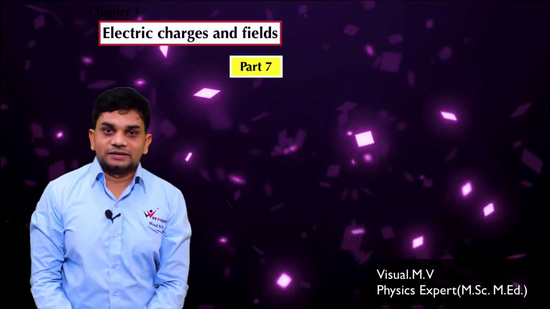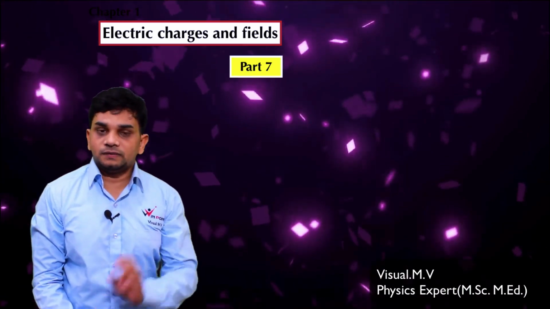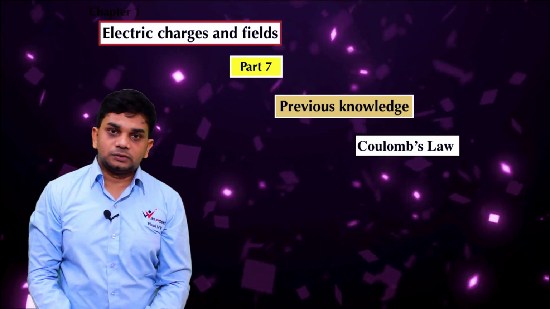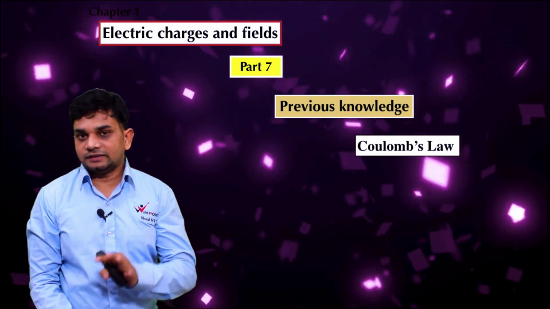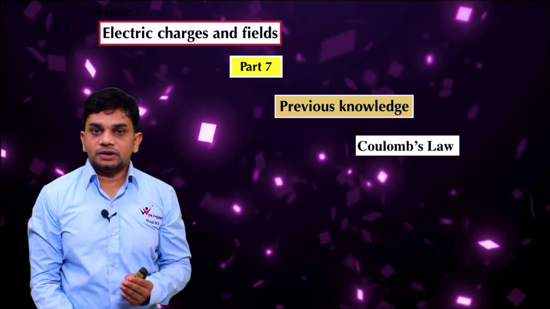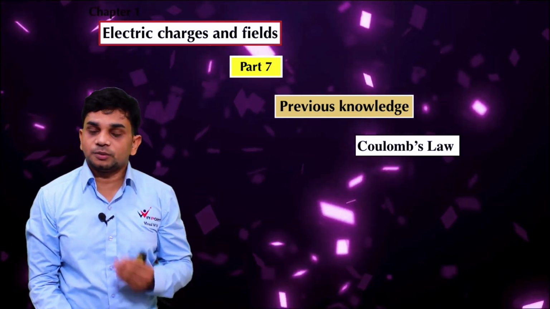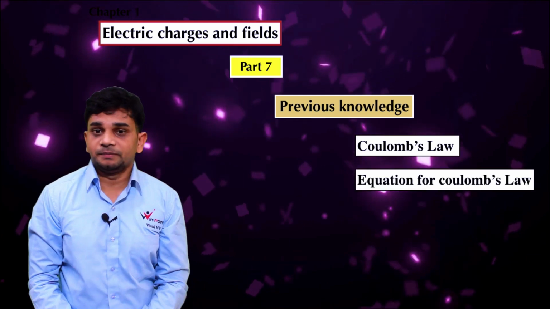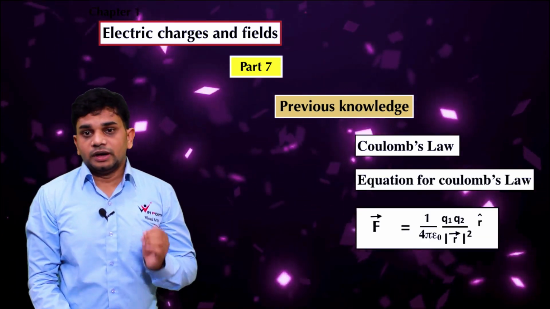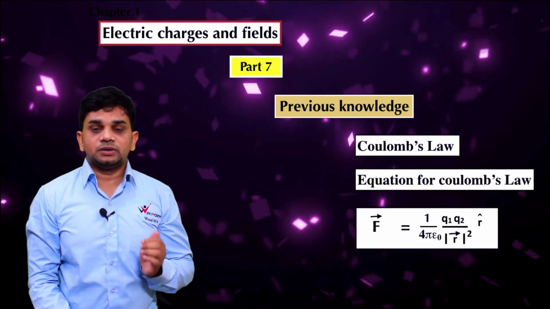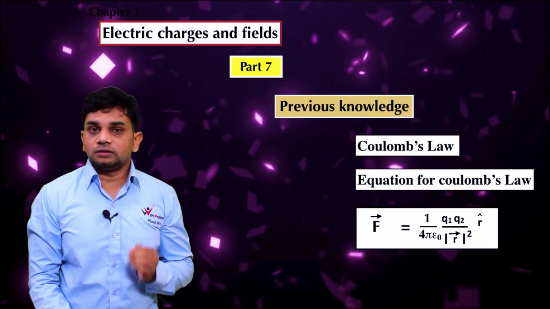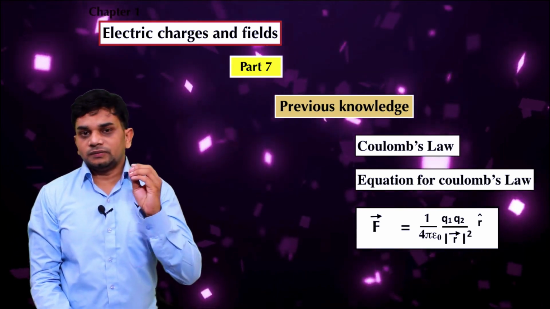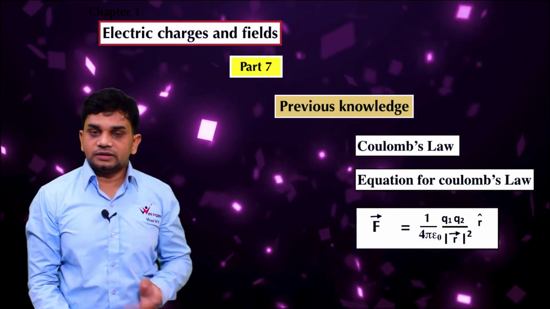Before starting the discussion, let us revise some of the topics which we have discussed in the previous classes. Previous knowledge: Coulomb's law. Coulomb's law states that the force of interaction between two charges is directly proportional to the product of the charges and inversely proportional to the square of the distance between them. Equation for Coulomb's law: F equals 1 by 4 pi epsilon 0, q1 q2 by modulus of vector r whole square, into unit vector r. We have discussed all these topics in the last classes.